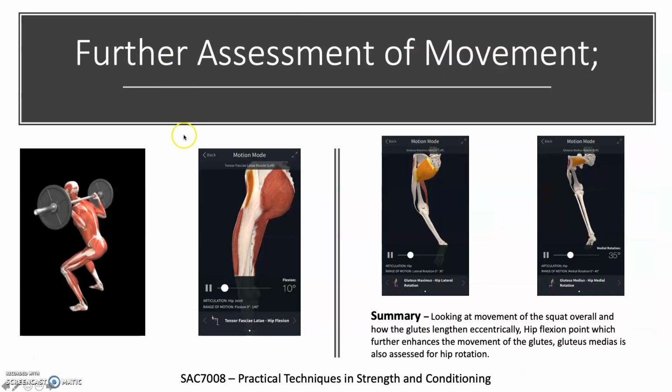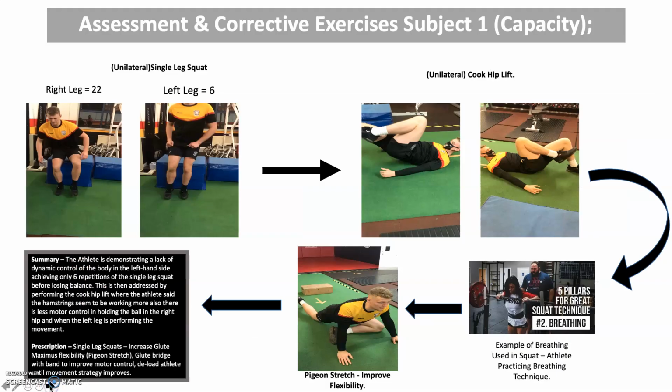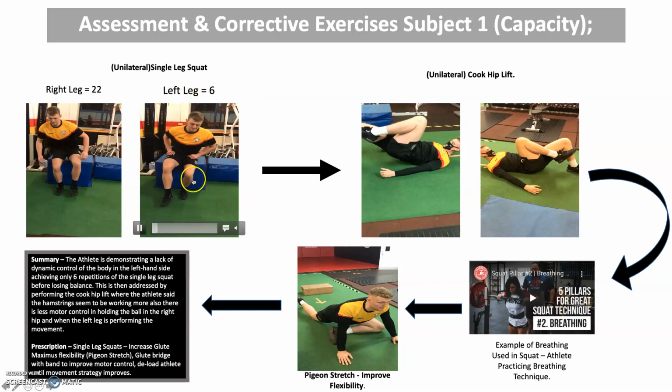Further assessment is also done, looking at the movement and the function of the muscles. Assessment and corrective exercises for subject 1. We performed a unilateral single leg squat, with the right leg performing 22 repetitions before failure and the left leg performing 6 repetitions before failure. In the left leg we can see an aggressive torso lean to the left hand side, and in the concentric part the athlete struggles hard to get back up into a standing position, therefore indicating a lack of stability and strength.